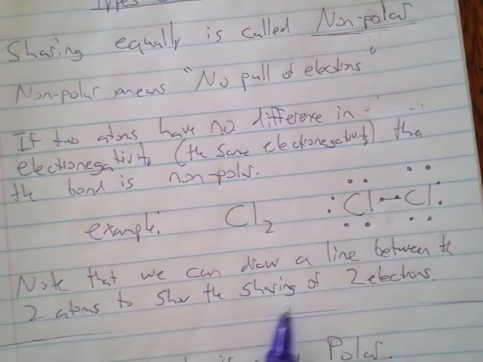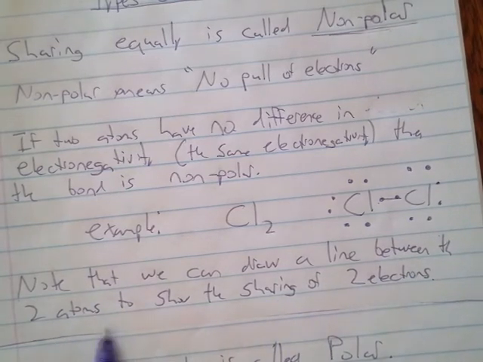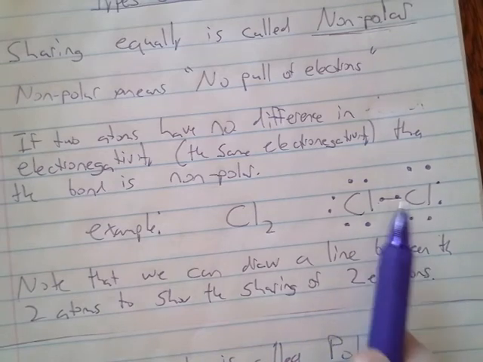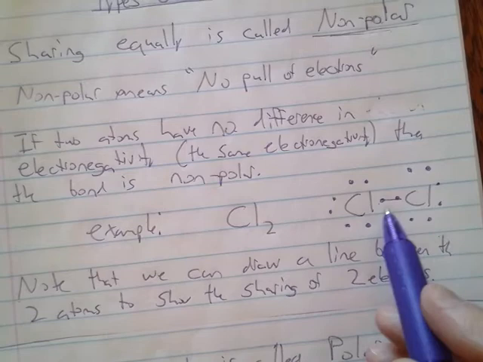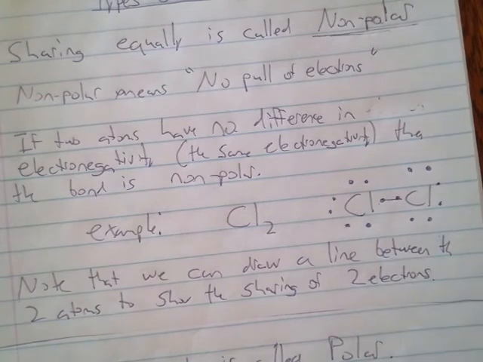Note that we can draw a line between two atoms to show the sharing of two electrons. You don't have to draw a line. Sometimes you could just leave them as two dots. But a line indicates shared electrons.